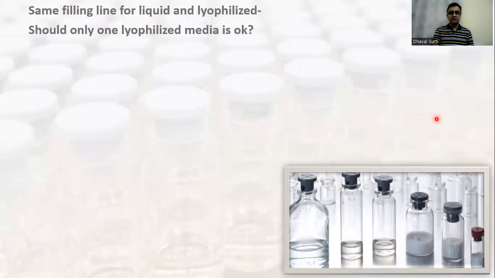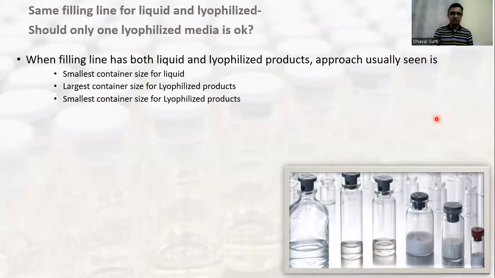Now, same filling line for liquid and lyophilized. Is only one lyophilized media okay? So when a filling line has both liquid and lyophilized products, the approach usually seen is smallest container for liquid, largest container for lyo, and smallest container for lyo if it is different than the liquid container size. So if the same line has two different vial sizes, or the same line has liquid and lyo product, then what we have to simulate: smallest container for liquid, largest container for lyo, and smallest container for lyo if it is other than the liquid.